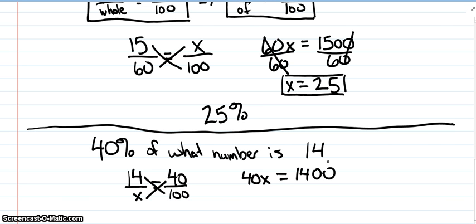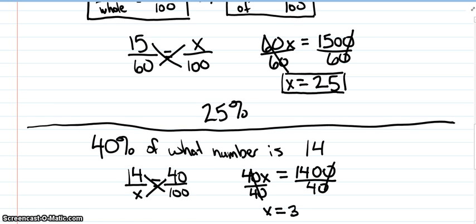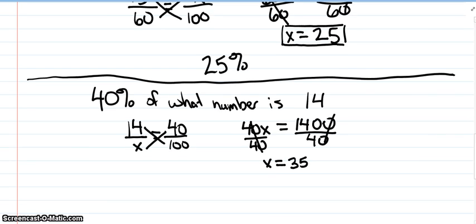And then we divide by 40 on both sides. Our zeros cancel, this cancels. We're left with x equals 140 divided by 4, which will be 35. So 40% of 35 is 14. And there's going to be a few questions about that. Once we go into applications, you'll see how we apply that.